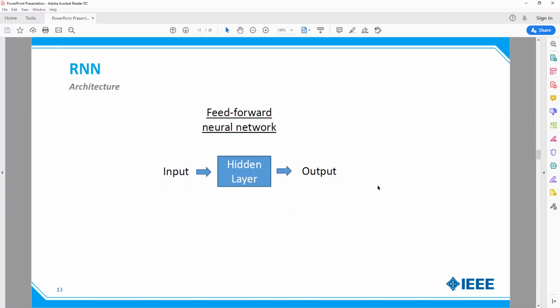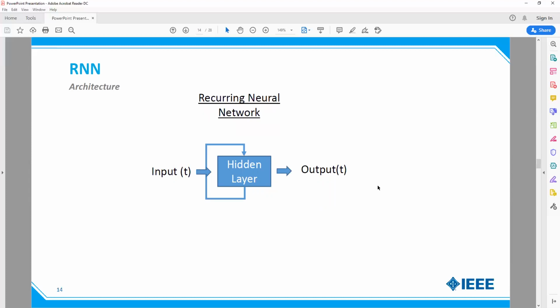So just to recap from our deep learning session 2, we introduced feed-forward neural networks, where we had some input. It goes through some hidden layers and generates an output. So everything, the flow of data, is very much one-directional.